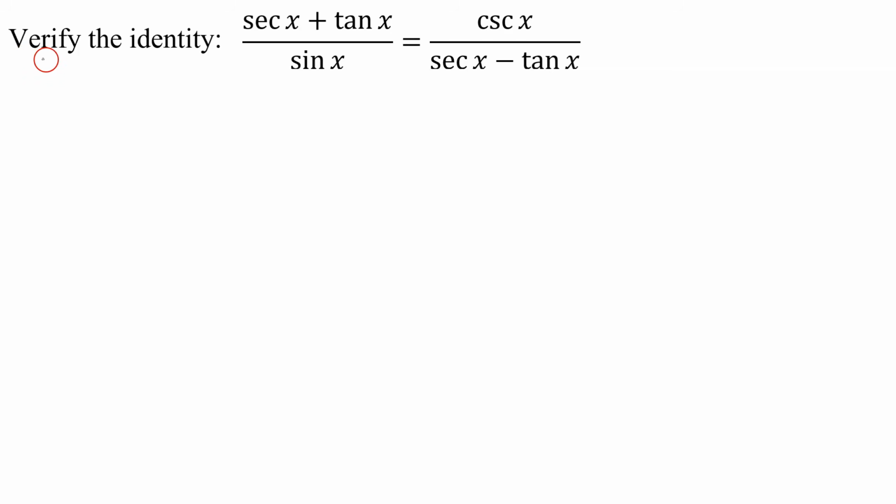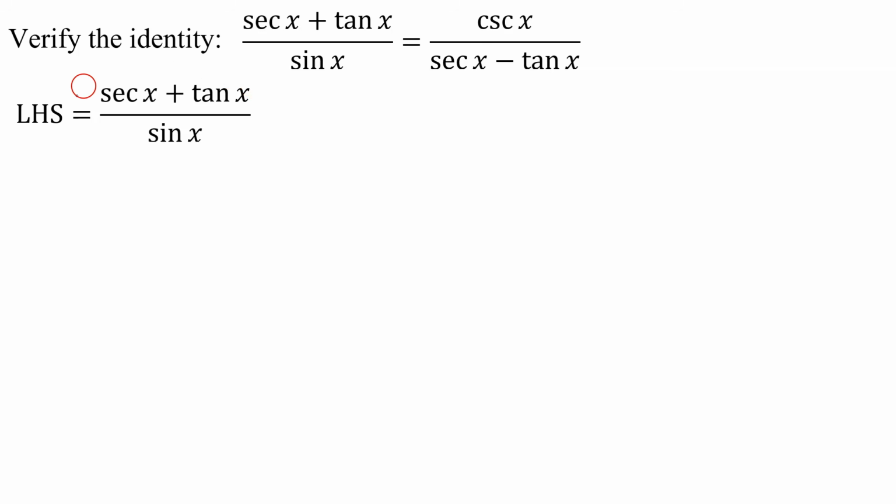In this example, I need to verify the identity: the secant of x plus the tangent of x, all divided by the sine of x, equals the cosecant of x divided by the secant of x minus the tangent of x. When we work on identities, we always want to start on the more complicated of the two sides. But in this case, the left-hand side and the right-hand side both look about equally complicated. So I'm just going to pick to start on the left-hand side.